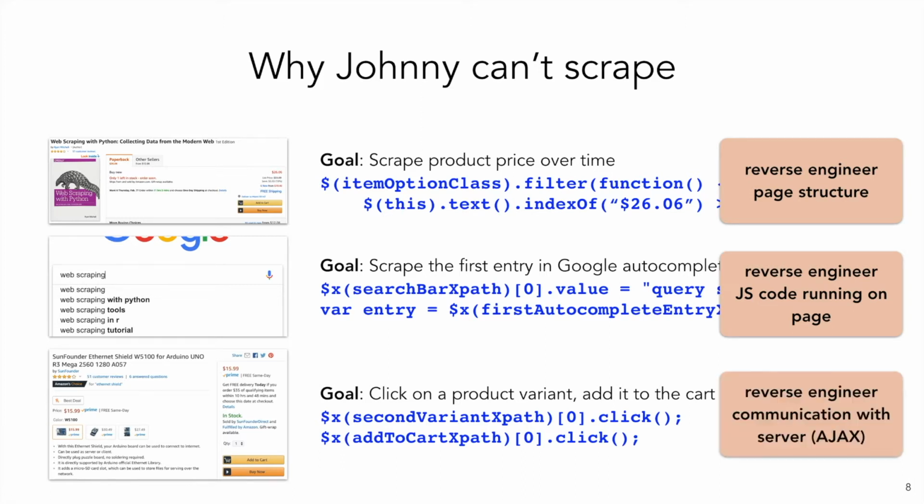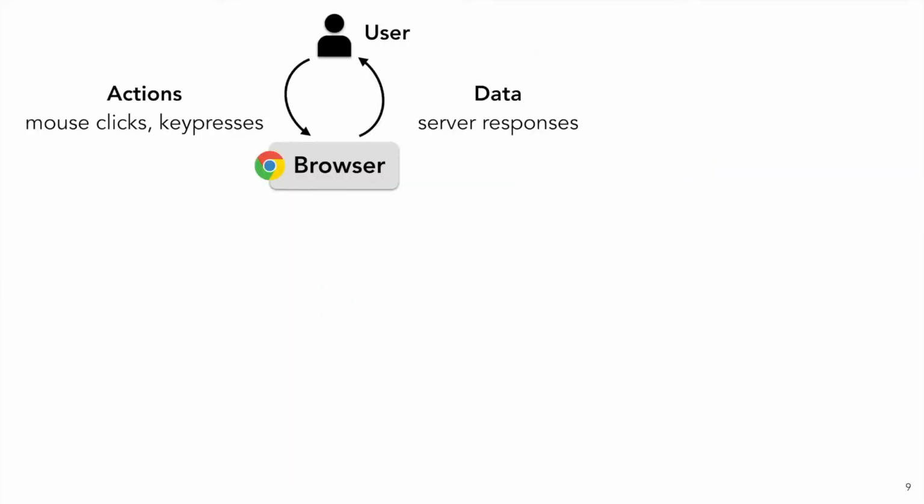This gives us one more reverse engineering task to tackle: reverse engineering the communication with the servers, or the AJAX that's running on the page. This is all very complicated, but from a high level you might say to yourself, okay, all that's happening is the user is doing some actions, mouse clicks, key presses, and so on, sending those to the browser, and the browser is sending back some data to the user. Let's just keep an eye on what the user does.